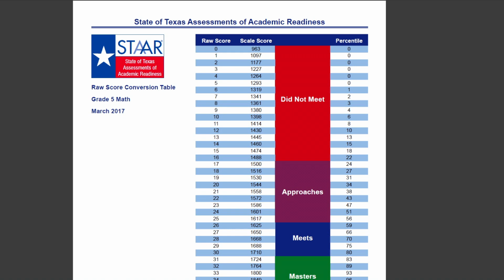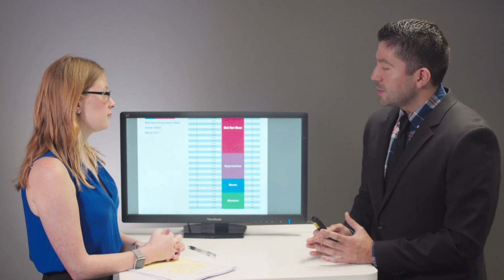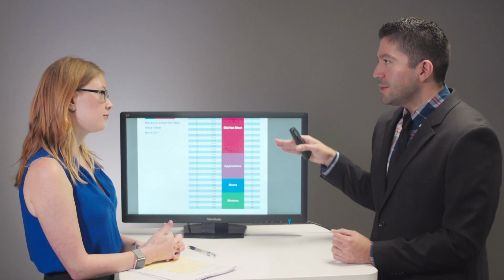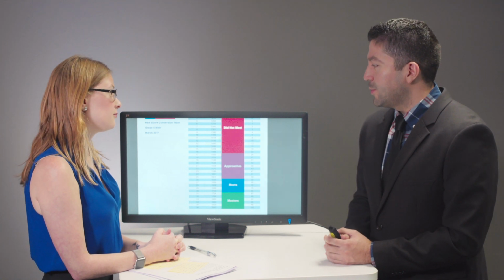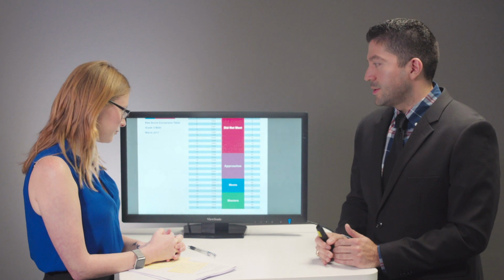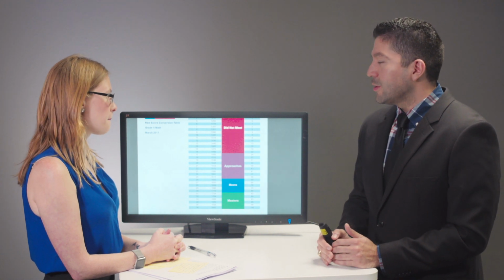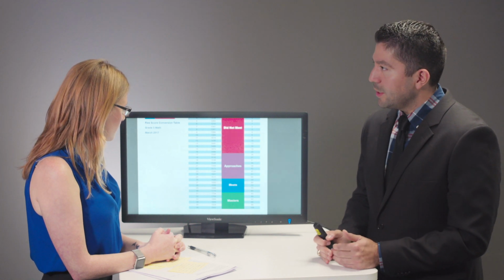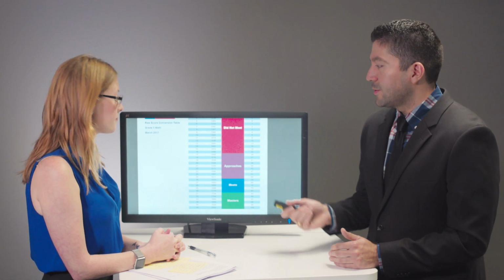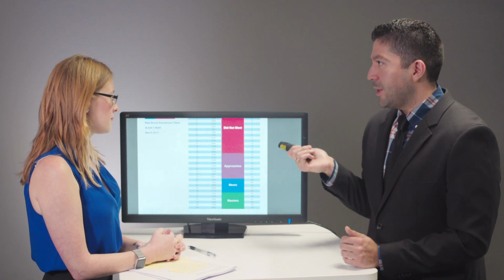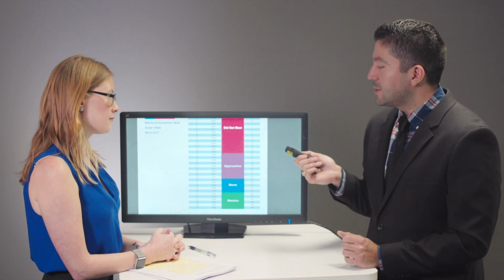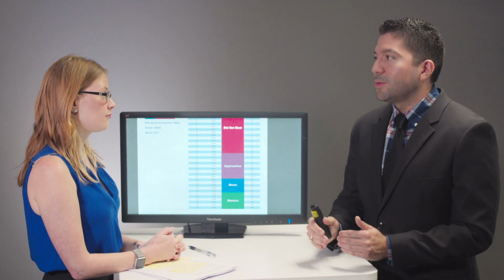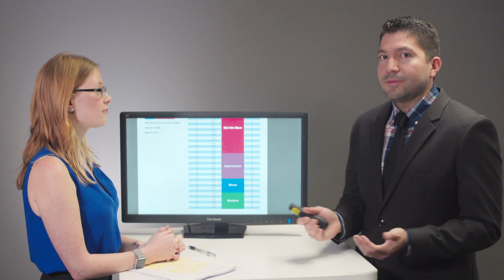And in the past, administrators might have actually focused on just getting students from does not meet to approaches, or from failing to passing. And there's so much more than just that in this accountability system. One, you have to know a little bit more about the different raw scores and scale scores, but also not just one level of passing. There's also, yes, going from not passing to passing, but also from approaches to meets and meets to masters, because that factors into domain 1, which again could be 70% of your rating.